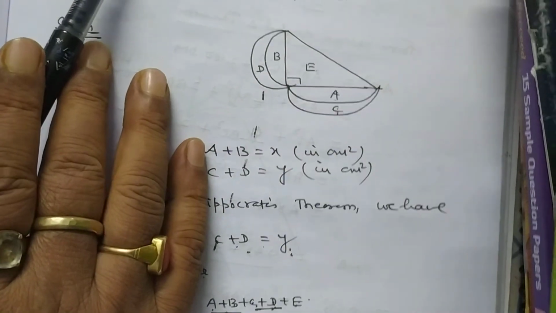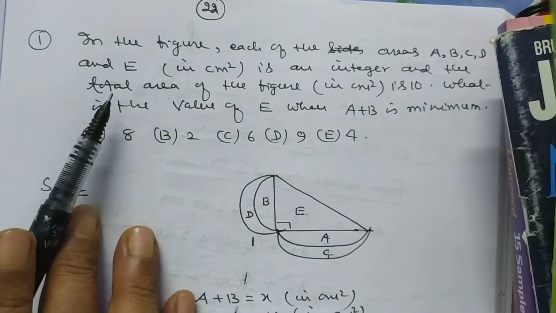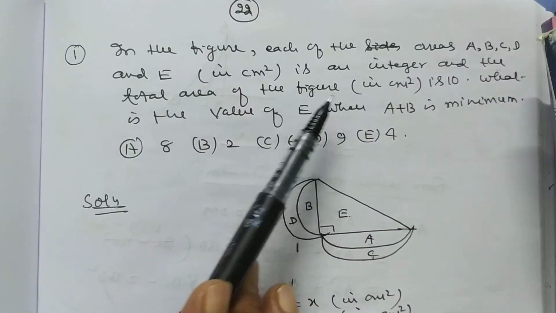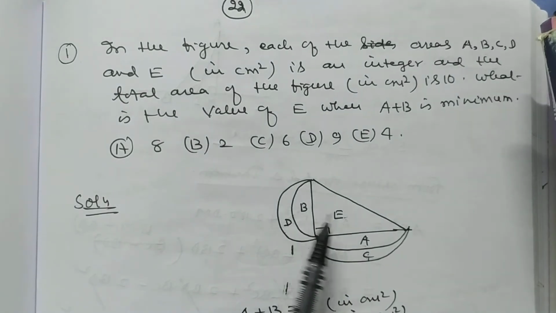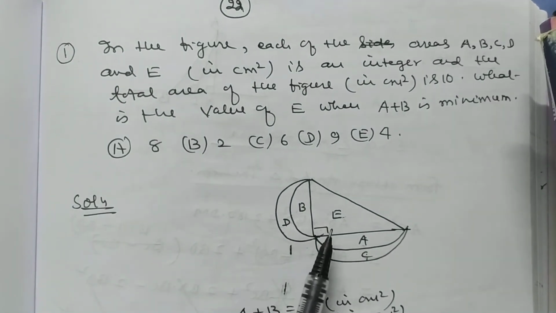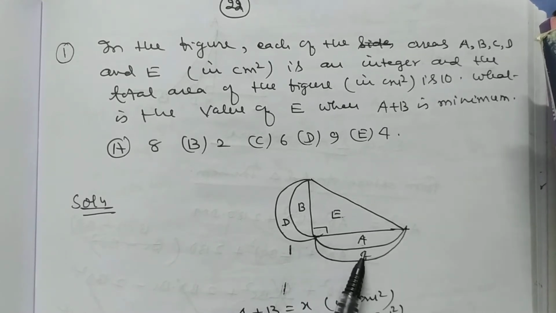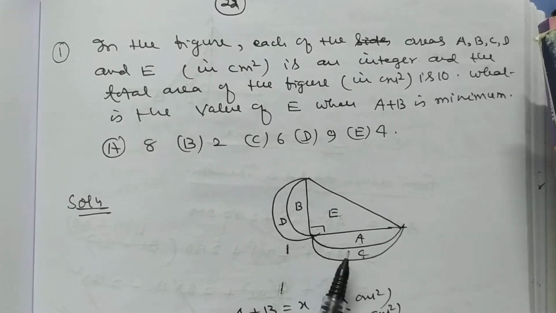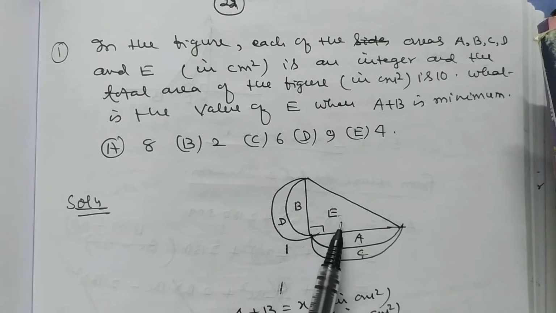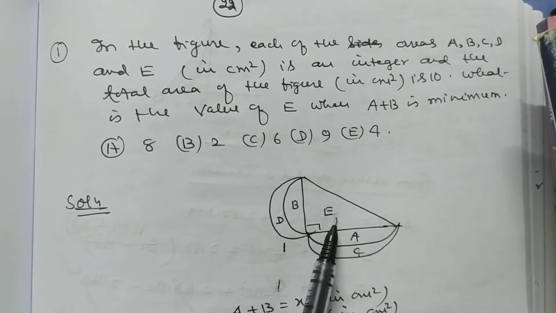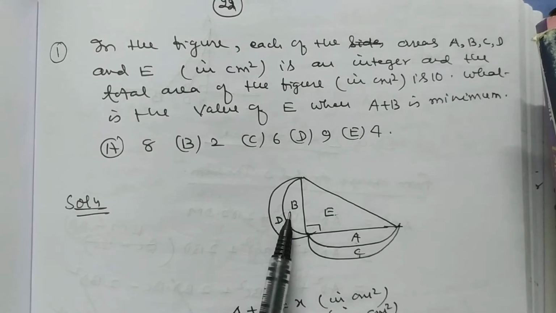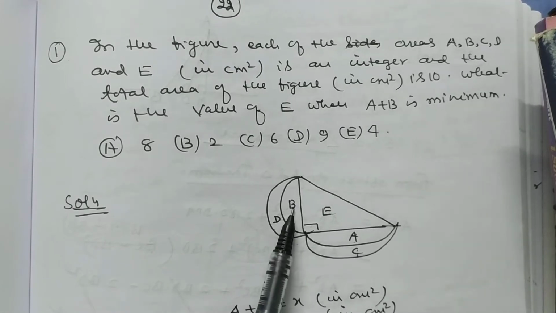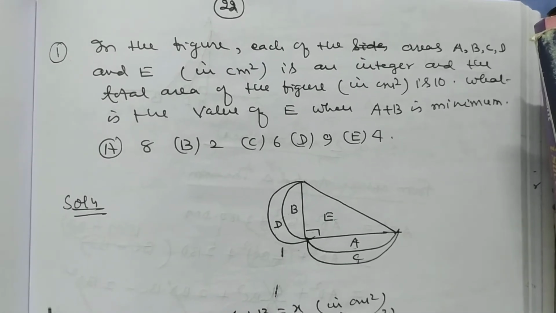Now I want to discuss a problem which is based on this concept. In the figure, each of the areas A, B, C, D and E in centimeter square is an integer, and the total area of the figure is 10 centimeter square. What is the value of E when A plus B is minimum?